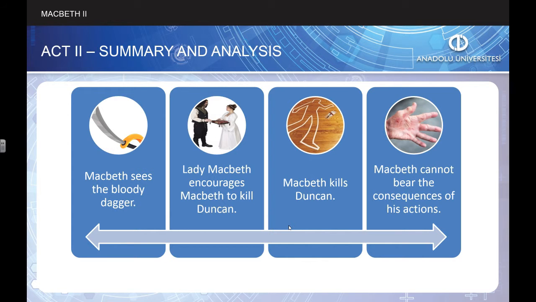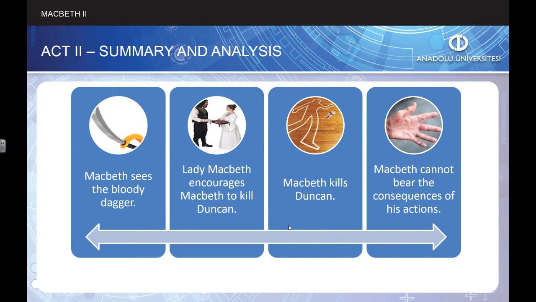In this scene, Banquo is presented as an intuitive and noble character who somehow senses Macbeth's evil plans. The next significant thing in this act is the image of the bloody dagger, because this dagger symbolizes Macbeth's mental distress that he will suffer during the rest of the play.